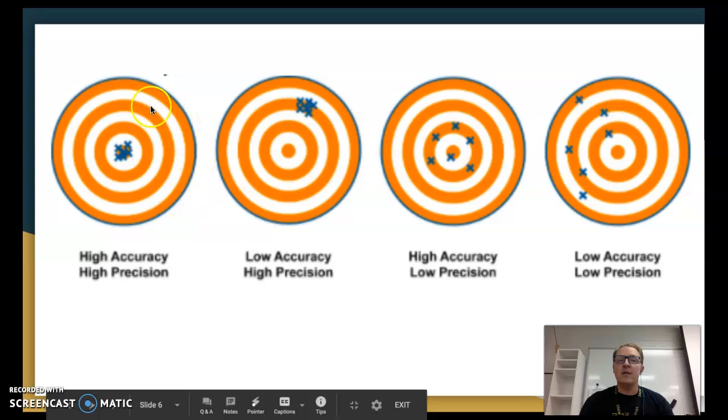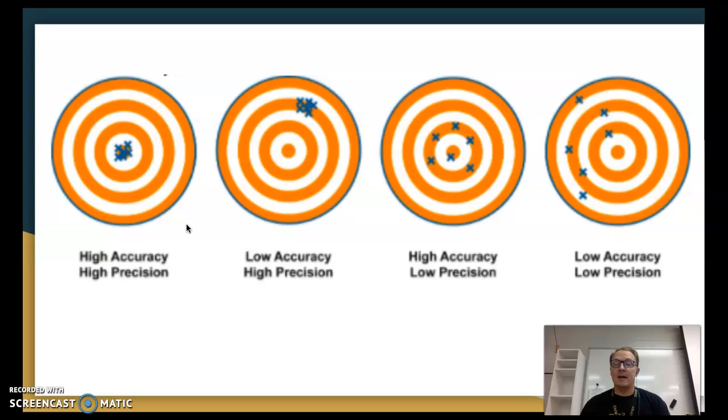Take a look at the first target on the far left. We're making the assumption that the desired result is to hit the bullseye. Let's just assume that whoever is shooting arrows or firing a BB gun at this target, they're trying to hit the bullseye. So this first target shows multiple shots that have hit the bullseye. They're all clustered around the center. So this demonstrates high accuracy because hitting the bullseye, or the desired result, is achieved. It's high precision because multiple shots, time after time, are all getting very, very close to that desired result of hitting the bullseye.